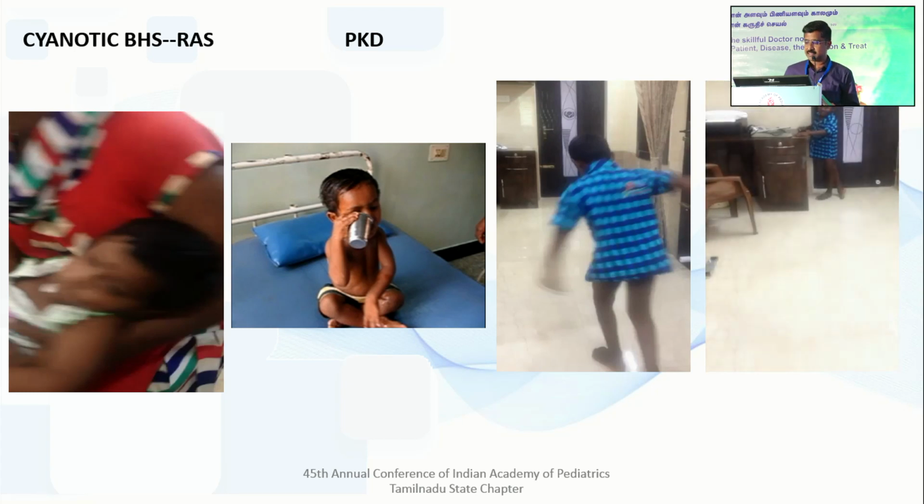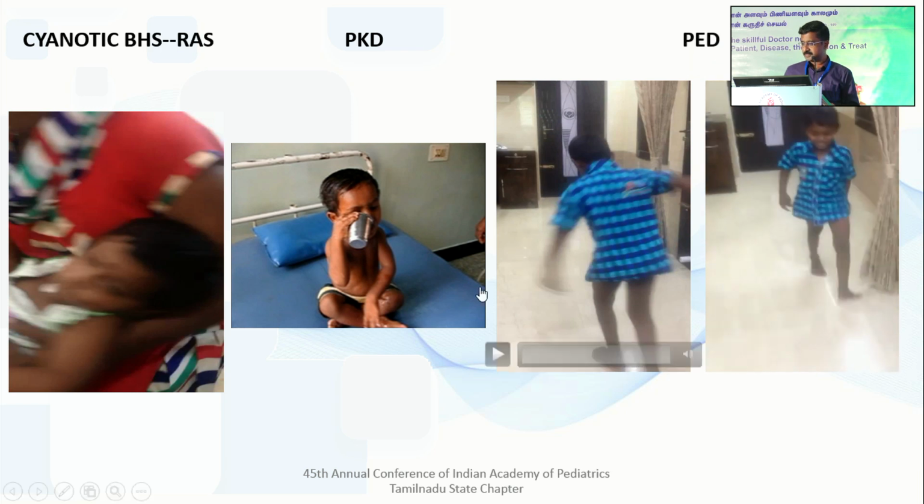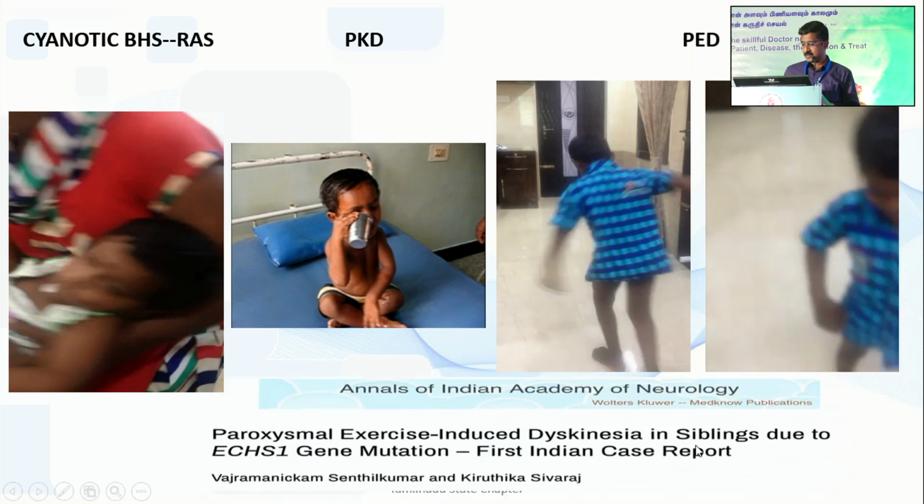We sent for genetic testing, but interestingly, it came out as an ECHS1 gene mutation. Actually, worldwide, only 3 cases have been reported. This has been the first case from India, and they responded beautifully to thiamine. Now they are absolutely symptom-free, both the children, with thiamine supplementation alone.